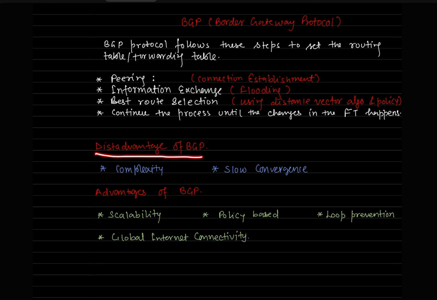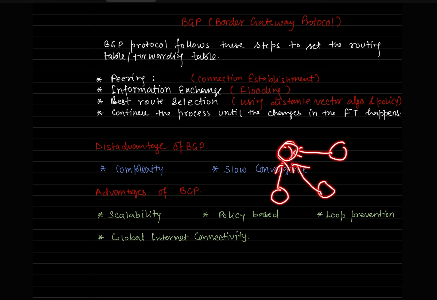What are the disadvantages of BGP? First one is complexity. Second one is slow convergence, right? What are the advantages of BGP? The first, main and biggest advantage is scalability, right? Why scalability is the main advantage of BGP is that once you add any router in the network, you only need to send the routing vectors to the device, then other routers will update the route themselves.